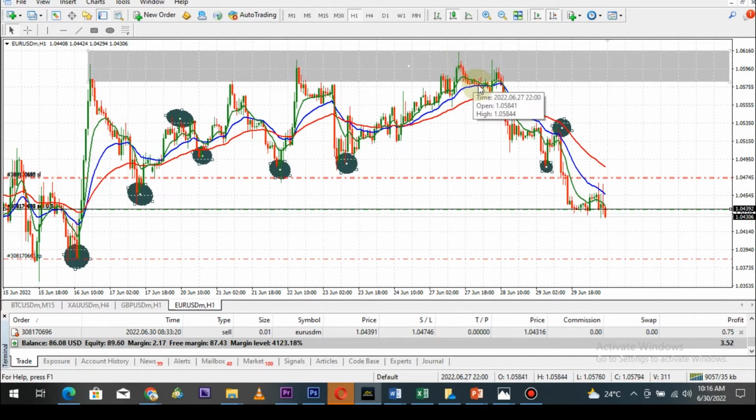All right, so this is how you identify your resistance. That is, the price is resisting to break above. All right, so now let's look at drawing other zones again.